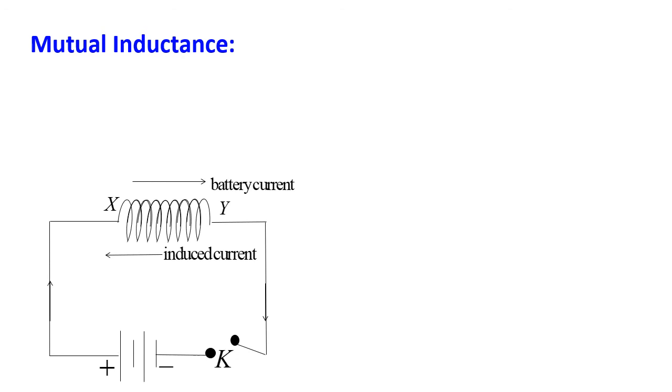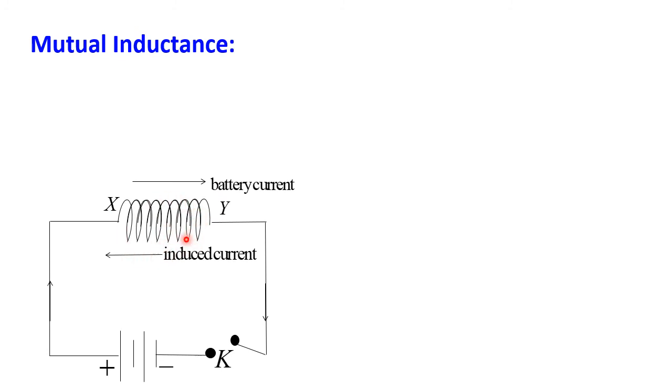Mutual inductance. Before going to the topic of mutual induction, once a small recap of self-induction. Self-induction means if a coil is connected in a circuit, with current passing through it, then whenever you switch on the key, current will start growing in the circuit. But this coil doesn't like to change the current, nothing but if current is increasing in it, it will oppose. If current is decreasing, it will oppose.